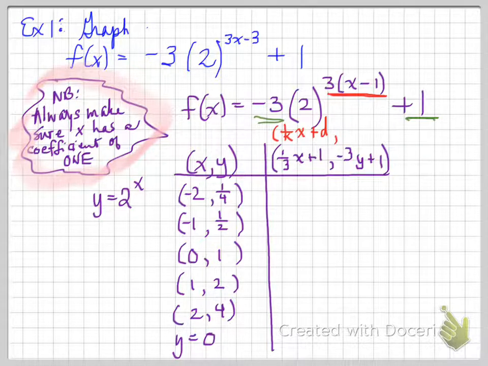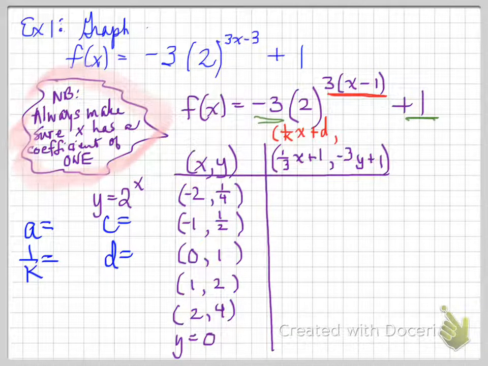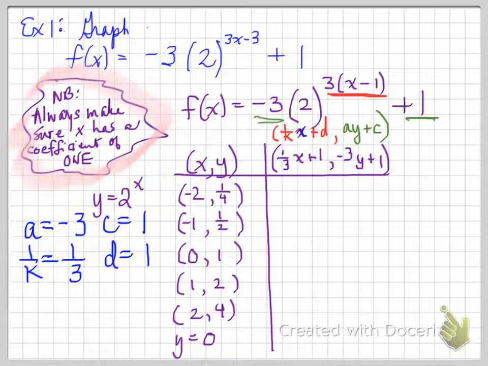What you can do is identify what the a, k, d, and c are. So a, 1 over k, d, and c. A is -3, 1 over k is 1 over 3, d is 1, and c is 1. So we can apply those values into the equation, into the table of values. So here it is. List your a, 1 over k, d, and c, and use a and c.